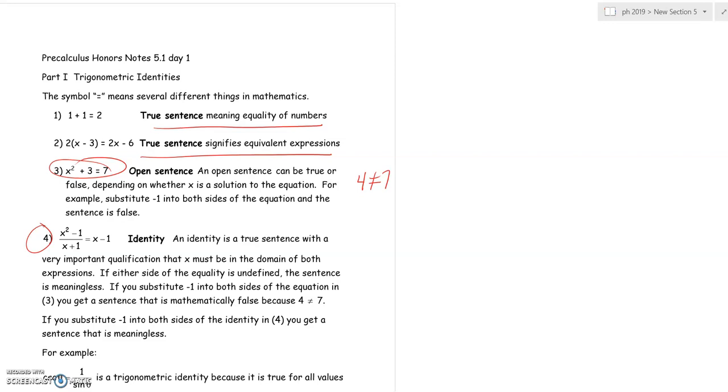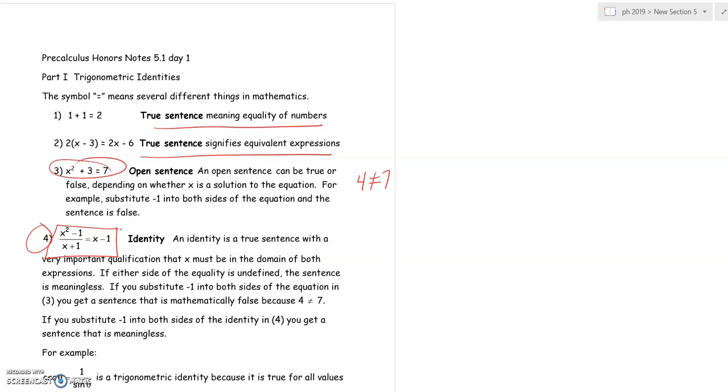So for example, if you substitute -1 into both sides of the equation in number 3, you get 4 does not equal 7. False. But if you substitute -1 into both sides of the identity, number 4, you get a sentence that is meaningless because, again, you cannot divide by 0. If you put -1 in for x plus 1, you get 0 in the denominator. So that is meaningless.